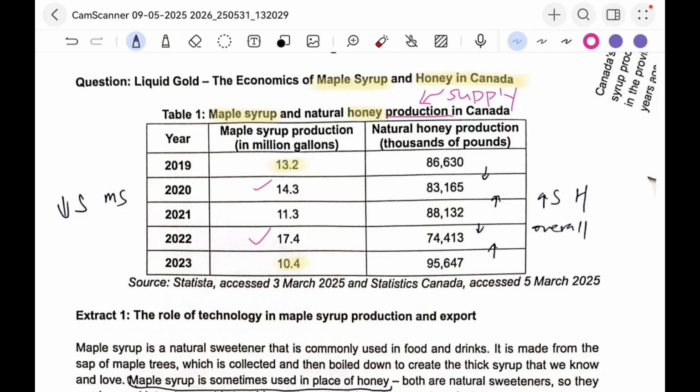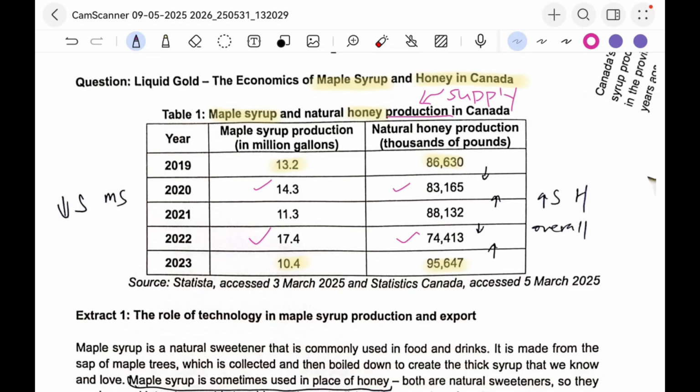Okay, then we look at the honey production on the right column. So overall, the honey production seems to have increased across the 5 years, 86 thousands of pounds in 2019 and 95 in 2023. So here is a general upward trend. And also let's look for any little fluctuation in between. So you see that in 2020 there is a fall, while in 2022 there is also another fall. So there is something interesting that you can see here across the 2 products.